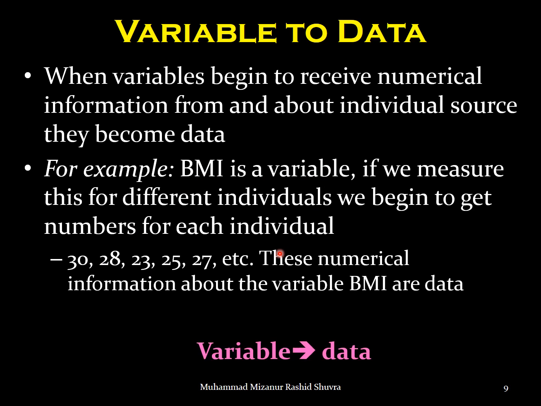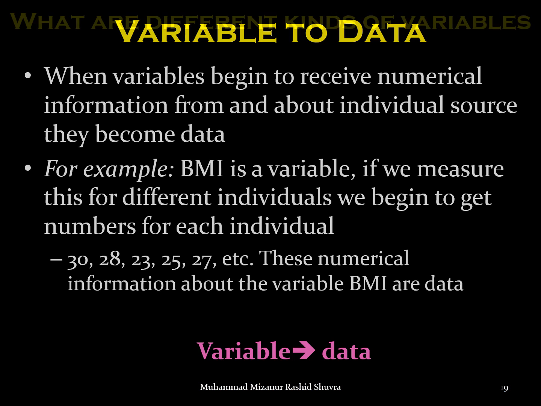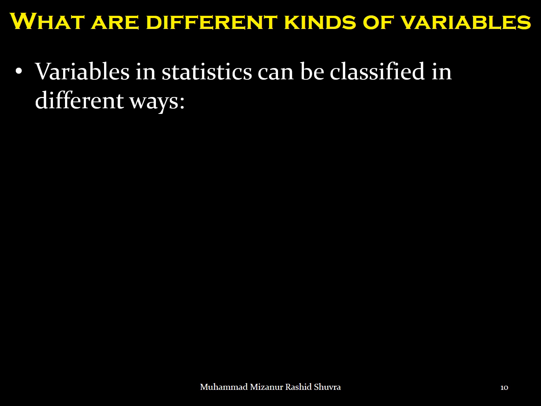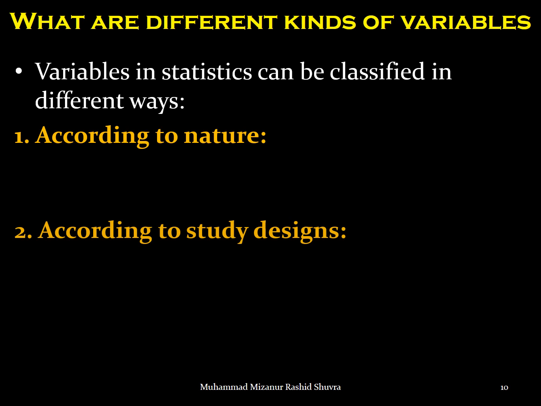So variable to data. That's the point. You have variables, you try to measure them in numerical form, and the numbers that you get give you data. All right, so what are the different kinds of variables? In statistics, variables can be classified in many different ways. We can classify according to their nature, and sometimes according to study design.